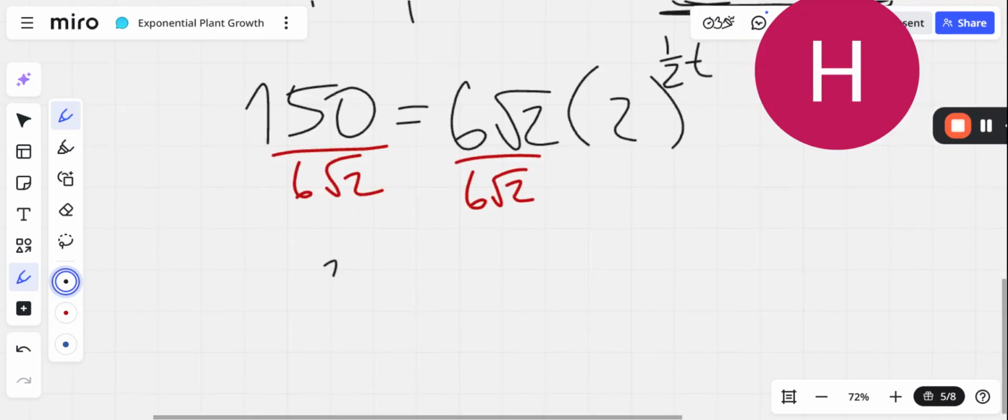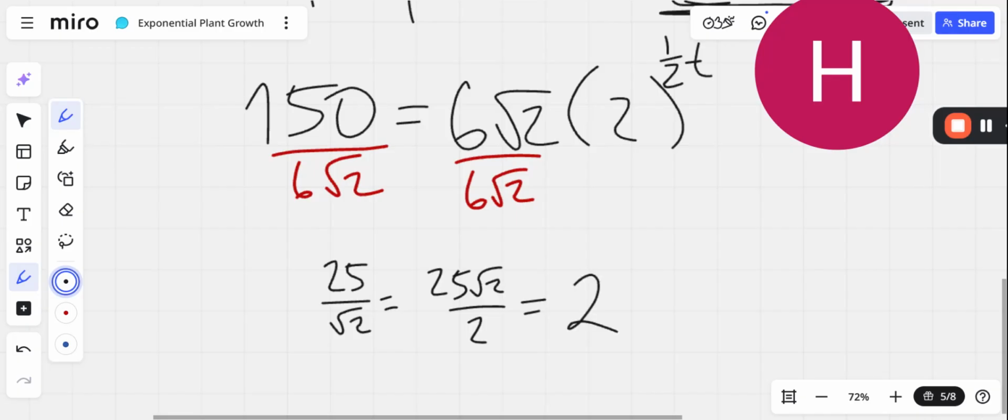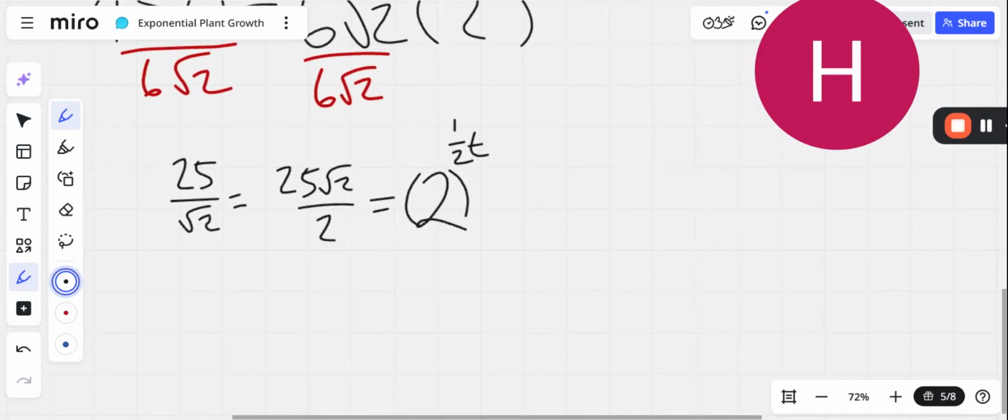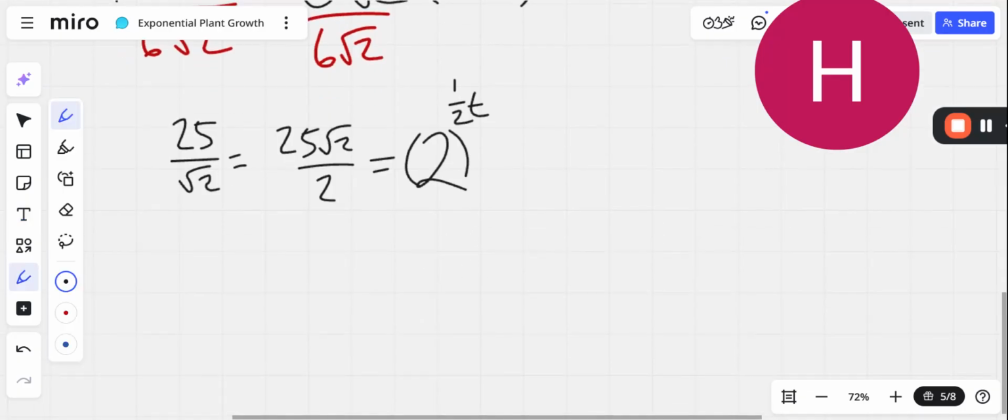150 divided by 6 is 25. 25 over root 2. If you'd like, you can call it 25 root 2 over 2. It doesn't really matter. This is going to be equal to 2 to the 1/2 t. Now, this is where things get tricky. If you don't remember, we need to use a logarithm to solve this because there are not any whole powers here. So we need to take a log of both sides.